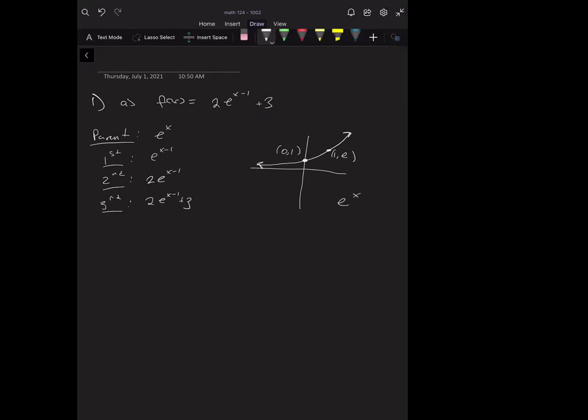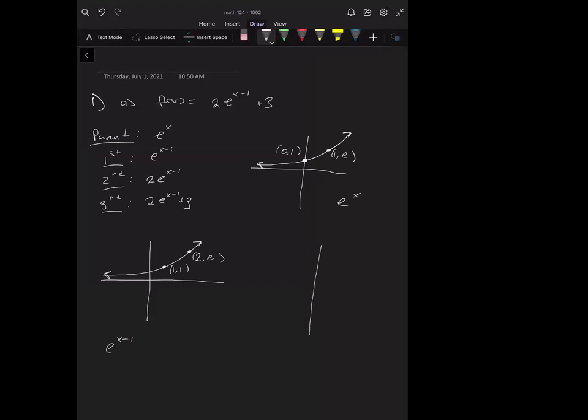So we move on to the next one, the first transformation, e to the x minus 1. So that minus 1 moves everything over to the right 1 unit. So basically the same shape. However, this point gets moved over to the right 1 unit. So now it's going to be at the point 1, 1. And this gets moved over to the right 1 unit. So now it's going to be at 2, e. So here is e to the x minus 1.